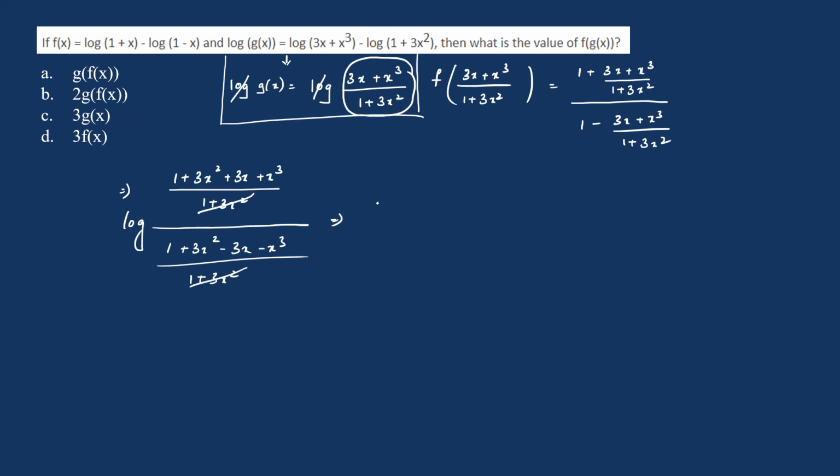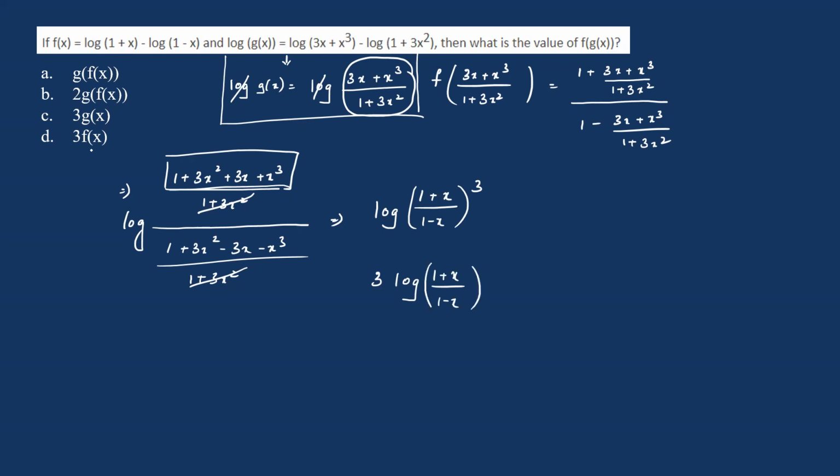Clear? So this will give us what? Log of, if you observe, the numerator is 1 plus x whole cube and the denominator is 1 minus x whole cube. So this gives you 1 plus x divided by 1 minus x whole cube. Clear, guys? So effectively, what do we get? We get 3 times of log 1 plus x divided by 1 minus x.